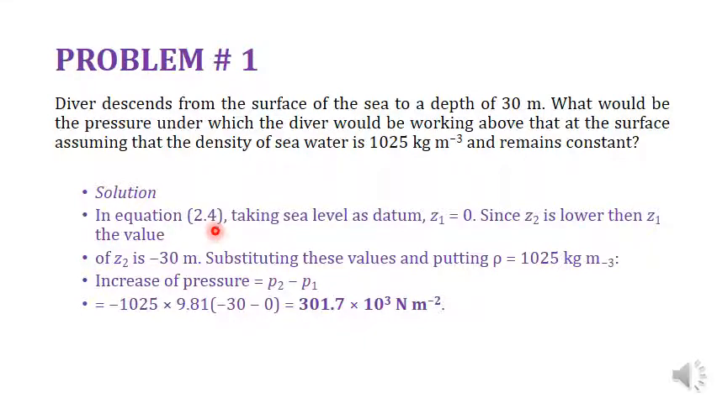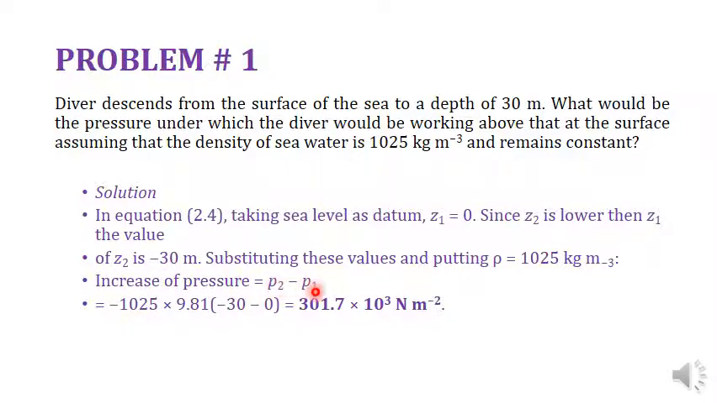So in the solution, we have a hydrostatic equation we studied in the previous slides in our part 2, that is represented in equation number 2.4. By following this equation of the hydrostatic law, we can take the sea level as datum, considering z1 equal to 0. Since z2 is lower than z1, it will give you the difference z1 minus z2 equal to minus 30. So substituting these values and putting rho equal to 1025 kg per meter cube, the increase in the pressure P2 minus P1 can be calculated by using this equation.